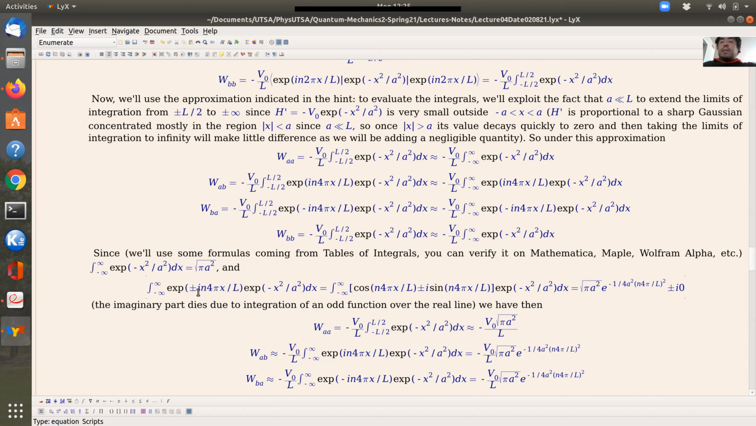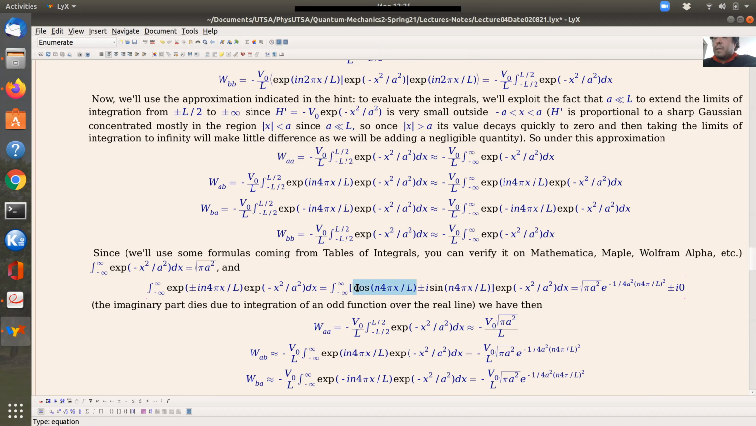So the complex exponential is cosine of the argument plus minus i sine, the plus minus because you have the plus minus over here, times the exponential. And there is one that is very easy to show is zero: the imaginary part, because this will have a real part and an imaginary part. However, the imaginary part is zero because you're multiplying an even function with an odd function over the interval minus infinity to infinity. So it dies out just by symmetry considerations.